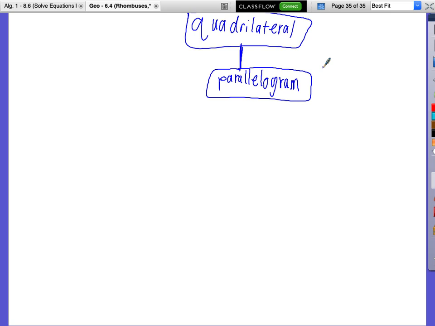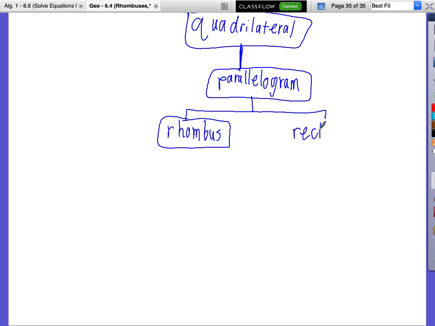So, our next shape after quadrilateral was parallelogram. Now, more specific than parallelogram, we had two different types. A rhombus was one of them. That was a parallelogram that had four congruent what? Sides. And we had a parallelogram with four congruent angles, which was a rectangle. You can kind of remember that it's the four congruent angles because it has angle in the name.